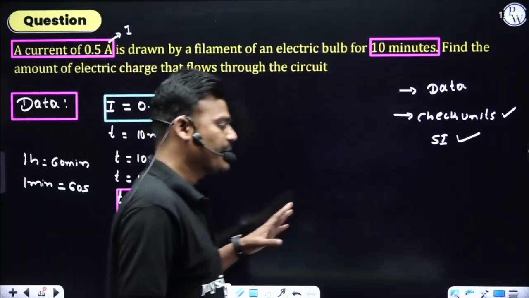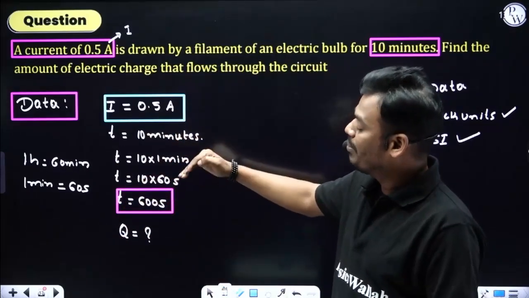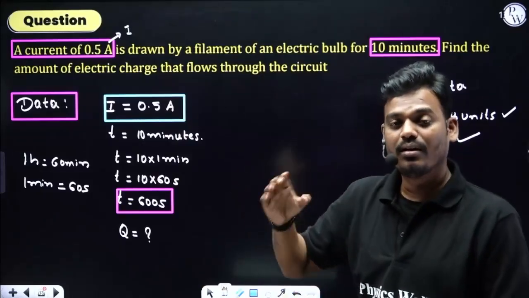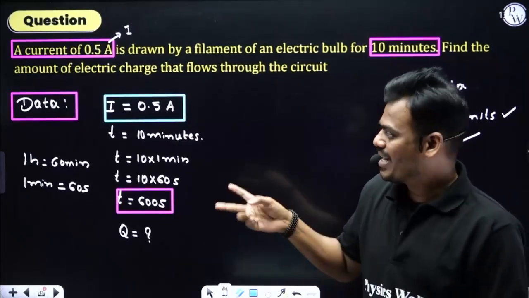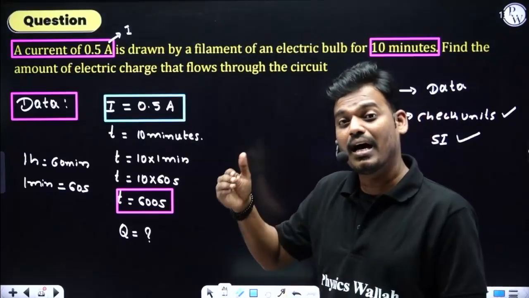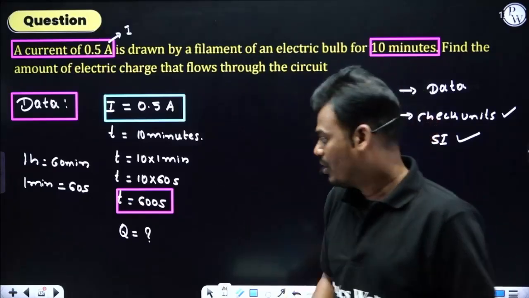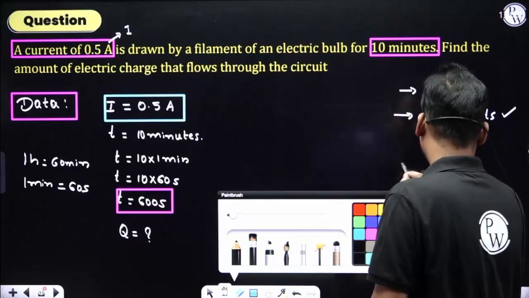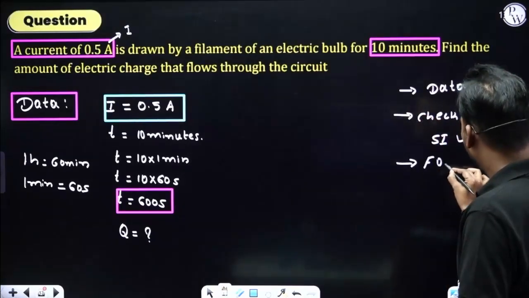For this data you will get from half a mark to 1 mark, depending on how many marks the question carries. For example, if it is for 2 marks, you will get half a mark. If they have asked 3 or more marks, you will get 1 mark for writing the data. Then the next step, after conversion of units, is the formula.